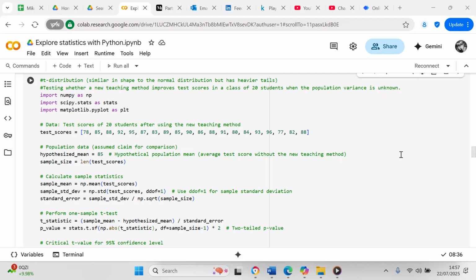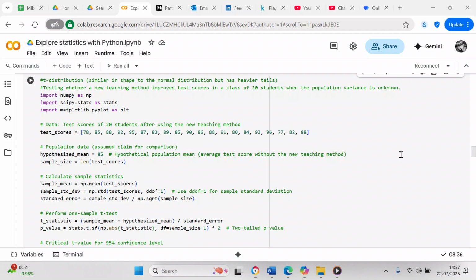In order to use Python, we have to import 3 libraries. The first library is import numpy as np, and that's the numeric library. The second library is import scipy.stats as stats. The stats is the statistical module in SciPy, and SciPy is a scientific library. And then we're going to import matplotlib.pyplot as plt.